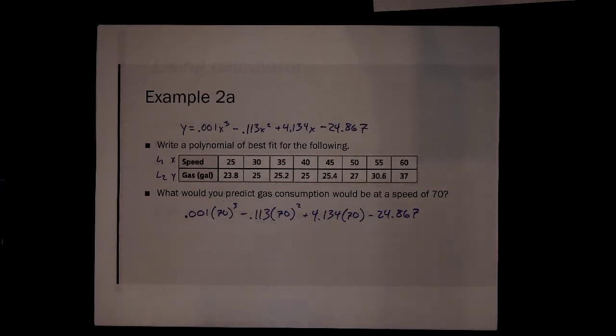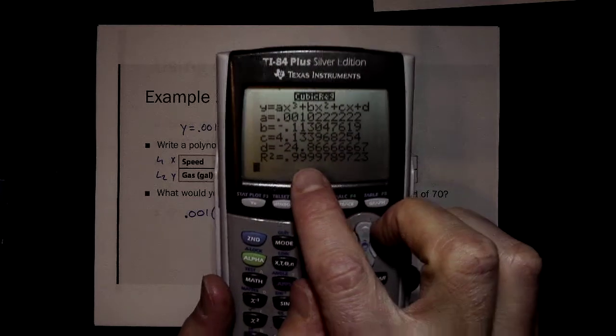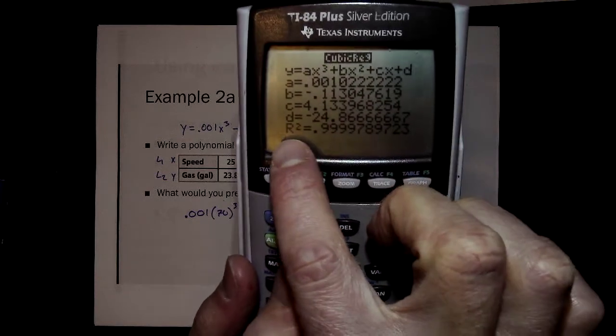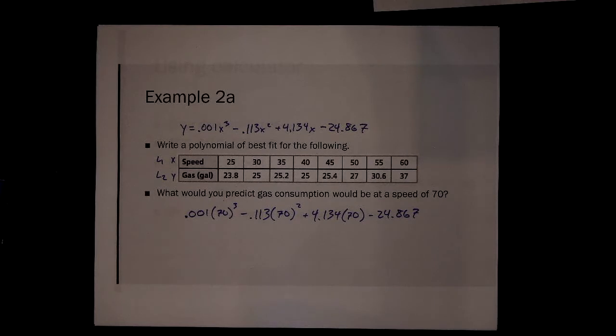All right, and then also, before I plug it in, that r squared value, 0.99999, this is a really close model. All right, so let me just plug that in real quick, or as quick as I can.